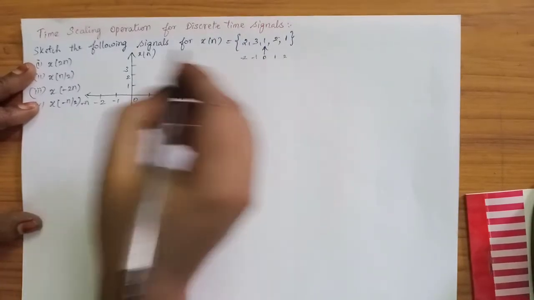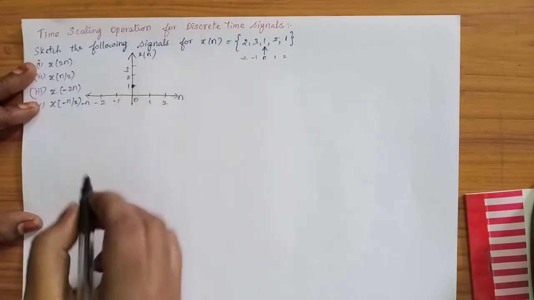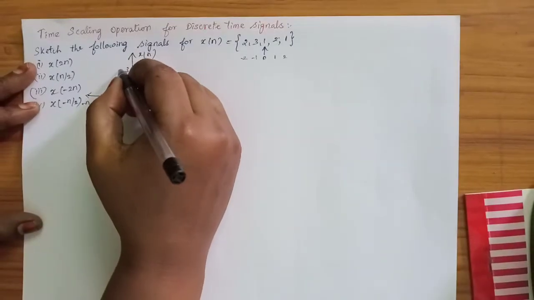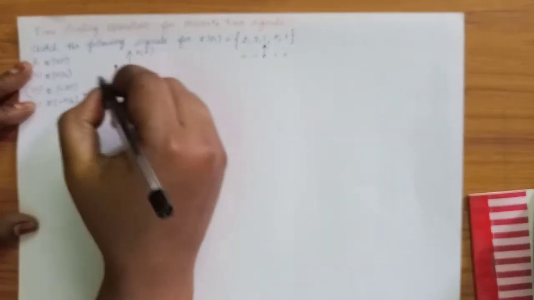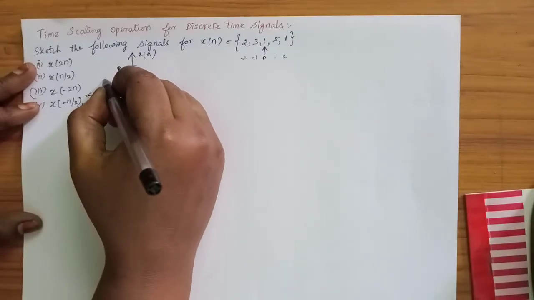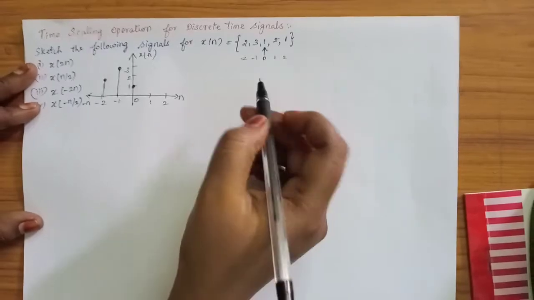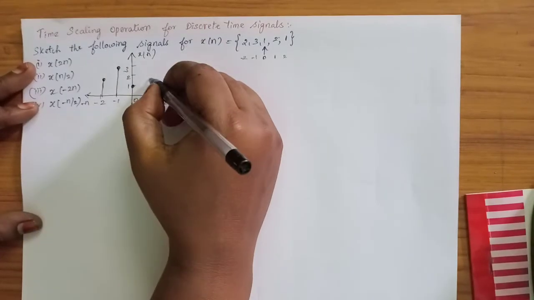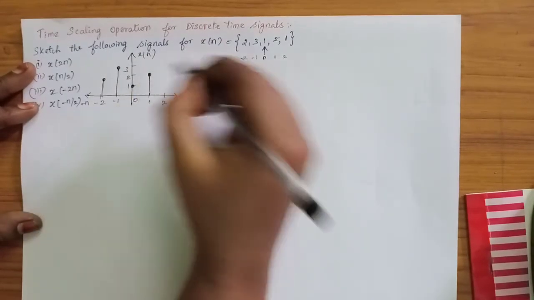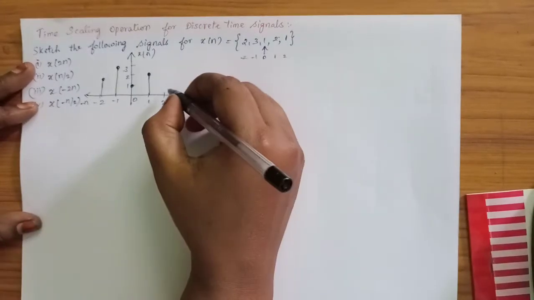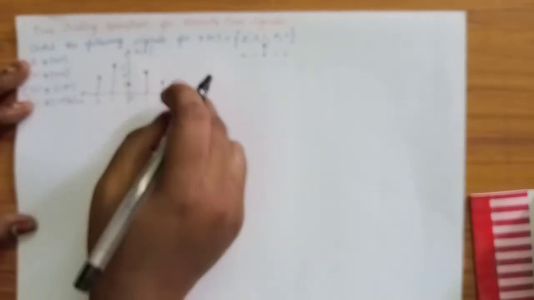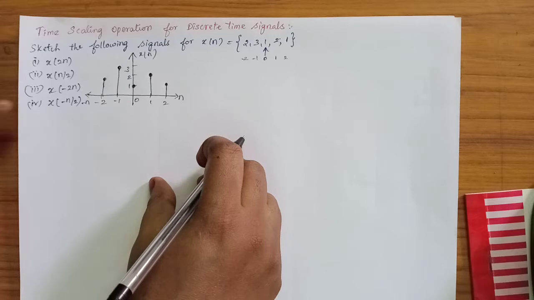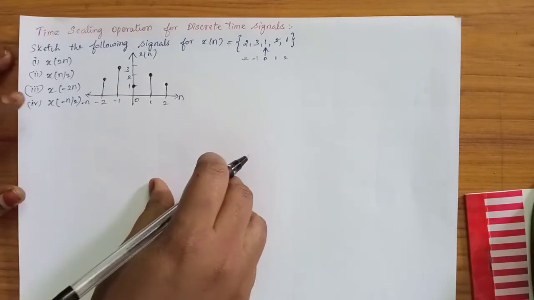Okay, at origin its value is 1, at minus 1, 3, at minus 2, 2, and at 1, at 2, its value is 1. Okay, so now we are going to perform x of 2n, x of n by 2, x of minus 2n and x of minus n by 2.